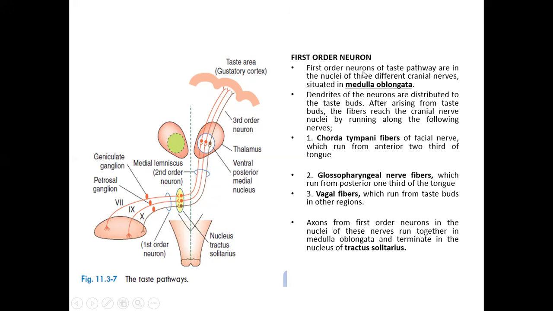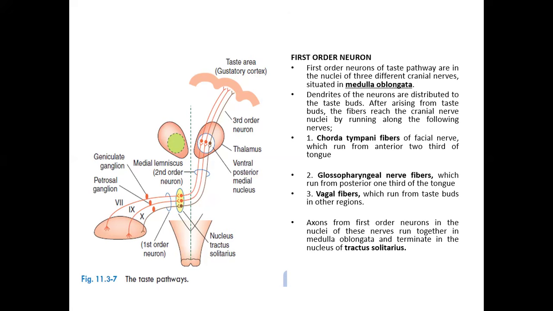The first order neurons of the taste pathway are in the nuclei of 3 different cranial nerves situated in the medulla oblongata. The dendrites of the neurons are attached to the taste buds. After rising from the taste buds, the fibers reach the cranial nerve nuclei by running along the following nerves. There's the chorda tympani nerve fibers of the facial nerve, like we said earlier, which run from the anterior 2/3 of the tongue. The second one is the glossopharyngeal nerve fibers, which run from the posterior 1/3 of the tongue. The third one is the vagal fibers, which run from the taste buds in the other regions.